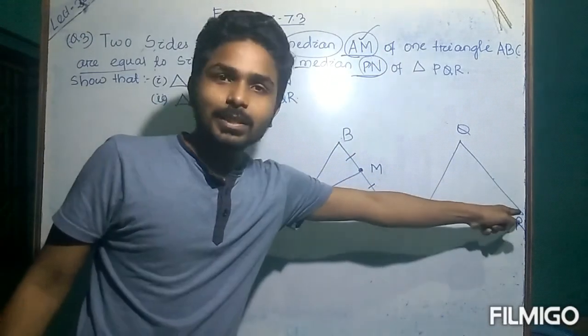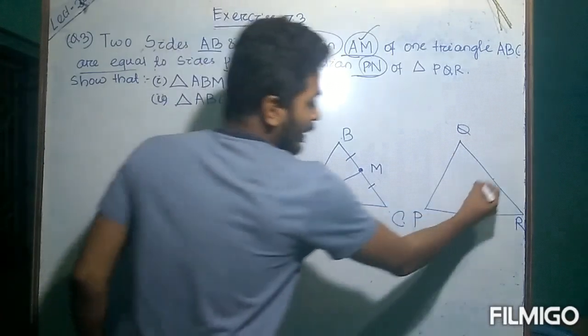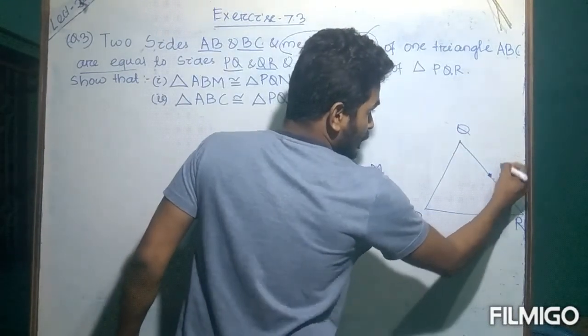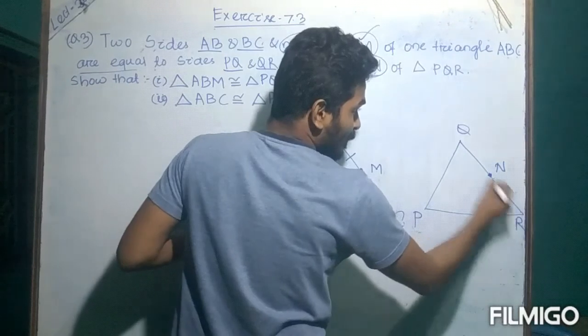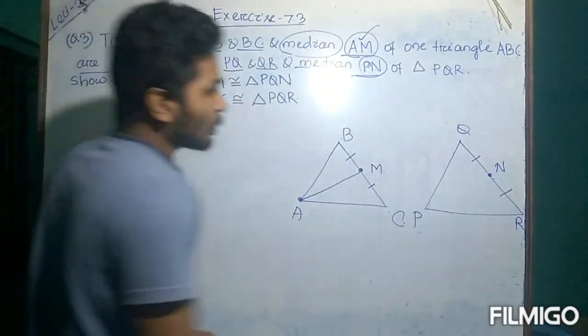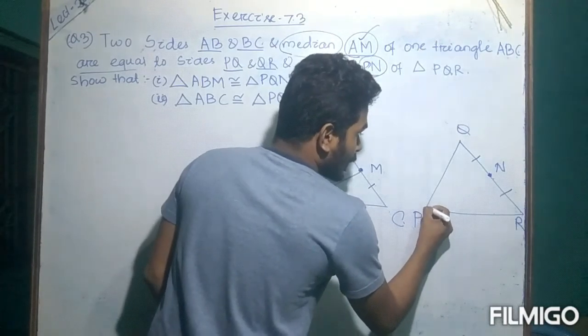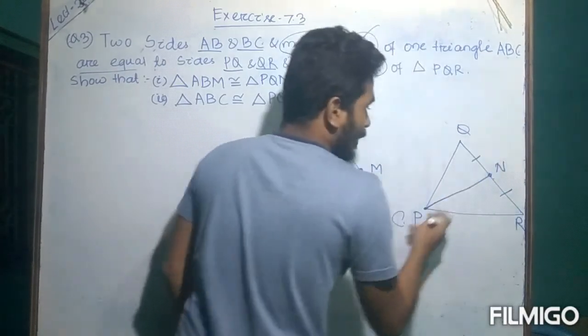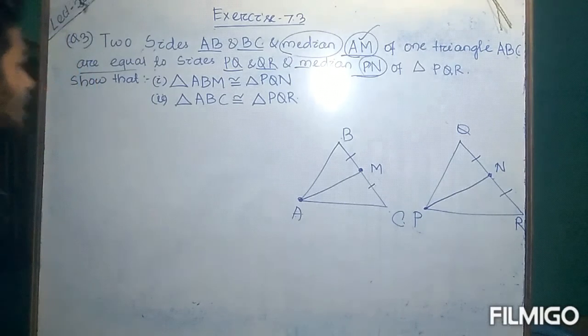So let us find its opposite side, that is QR. Then we have to find the midpoint of QR. So this point is N. Since it is the midpoint, this is equal to this. Now join P and N. Now this PN is the median.